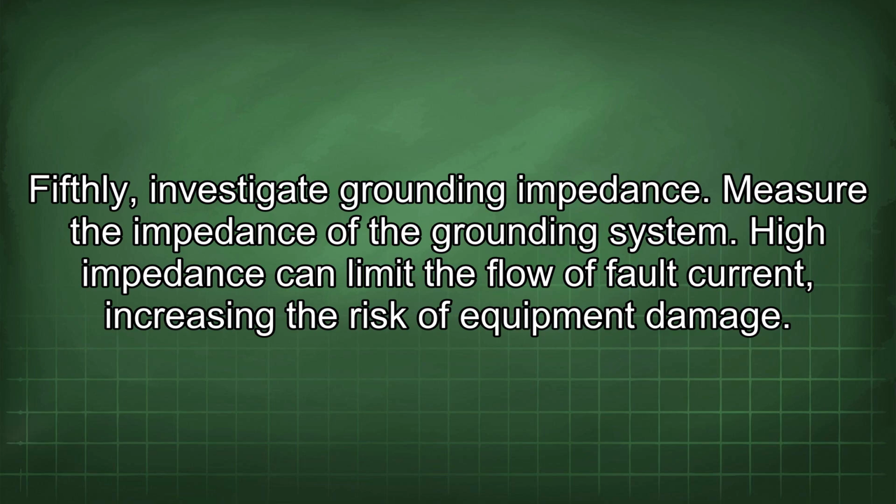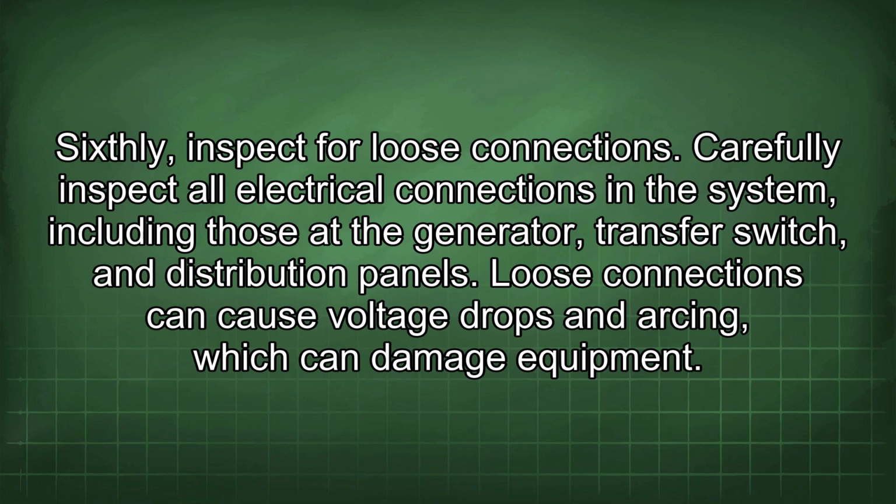Measure the impedance of the grounding system. High impedance can limit the flow of fault current, increasing the risk of equipment damage. Sixthly, inspect for loose connections. Carefully inspect all electrical connections in the system, including those at the generator, transfer switch, and distribution panels. Loose connections can cause voltage drops and arcing, which can damage equipment.